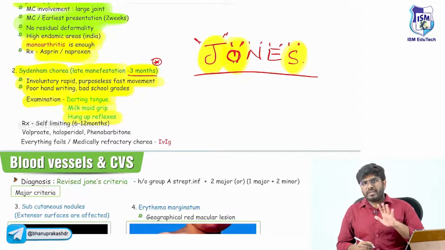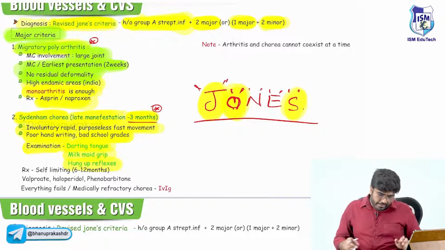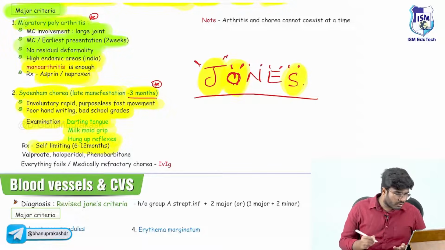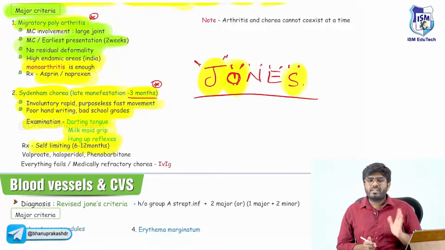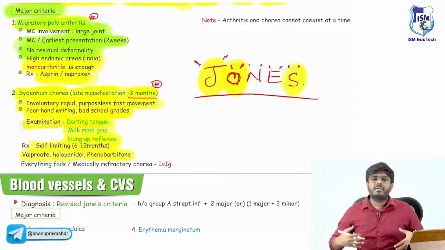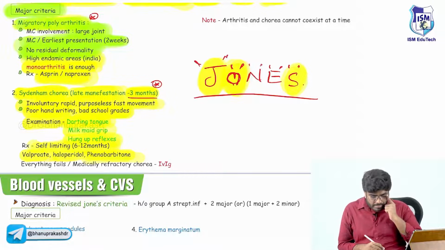And let me tell you, sir, migratory polyarthritis is a simple condition, not a big problem. In the same way, Sydenham's chorea will also be self-resolving, sir, within 6 to 12 months. Okay, it will automatically resolve. No need to worry about this. But if the mother is worried because of these unnecessary purposeless movements, then you can give drugs like valproate. Okay, valproate, haloperidol, phenobarbital, the CNS depressants, they decrease the activity, sir. So valproate, haloperidol and phenobarbital can be used to treat Sydenham's chorea.